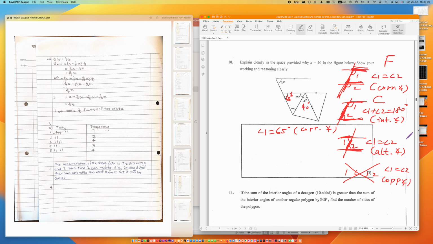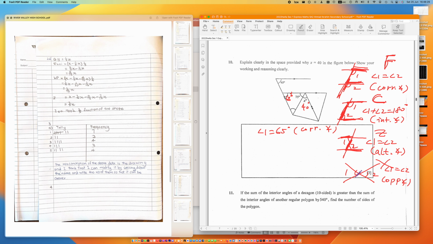Internal, alternate. This is your Z. Internal, this is your alternate. C. This is your F. And then this is your X. So it's corresponding, internal, alternate, and corresponding. The corresponding is here. No, opposite. Opposite. Yes. F, C, Z, X.